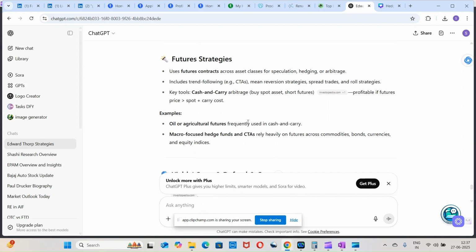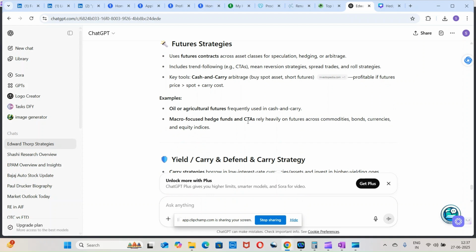Examples where this is used are oil and agricultural futures, frequently used in cash and carry. Macro-focused hedge funds and CTAs, commodity trading advisors, rely heavily on futures across commodities, bonds, currencies, and equity indices. So here we are using futures contracts to make money, with strategies like trend following, mean reversion, spread and roll, and cash and carry arbitrage. This is heavily used in oil and agricultural futures and by macro-focused hedge funds.